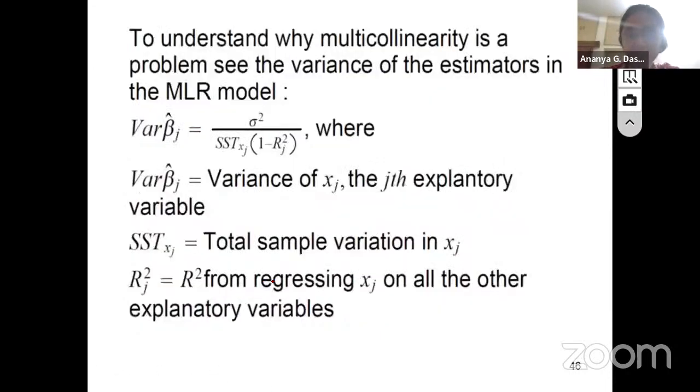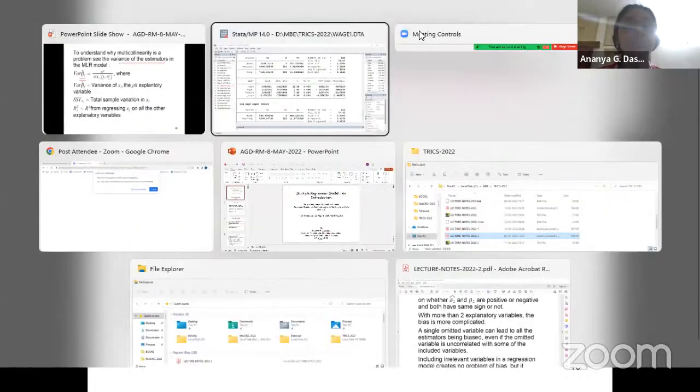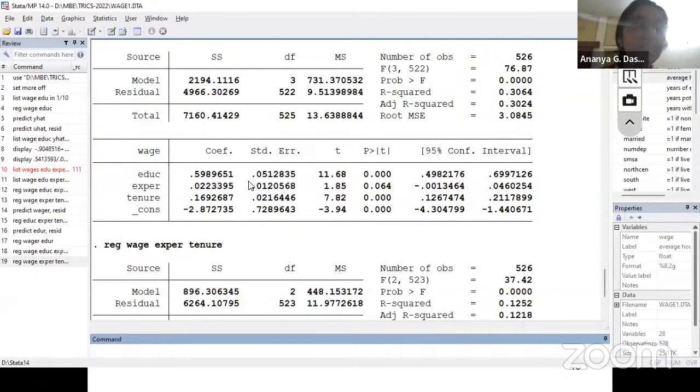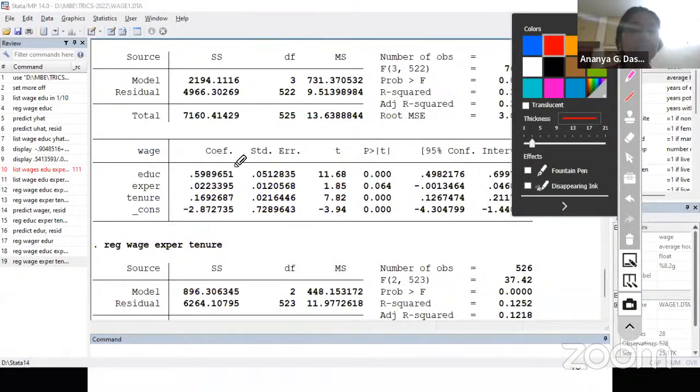So let us see what problem it first causes. So you see, the variance of your beta hat, the variance of your estimators in a multiple regression model. So what is it that I'm talking about? This is what I'm talking about. So here I have a multiple regression model. So in this model, I have beta 1 hat, beta 2 hat, beta 3 hat, and these are the standard errors. These standard errors are like the standard deviation. So they're just the square root of the estimated variances. Okay, so that's what I mean.